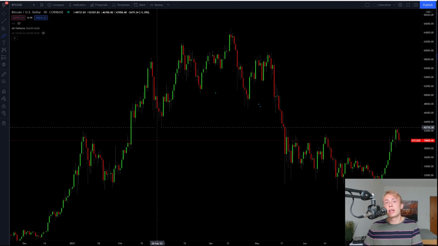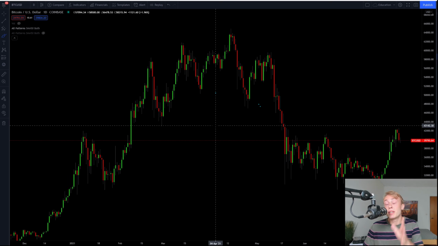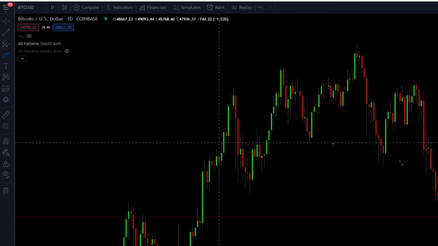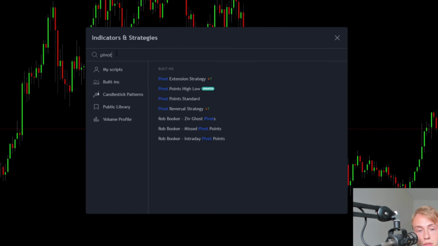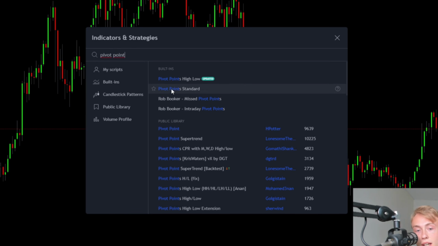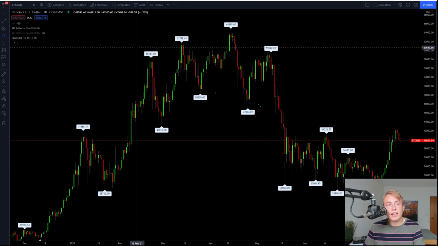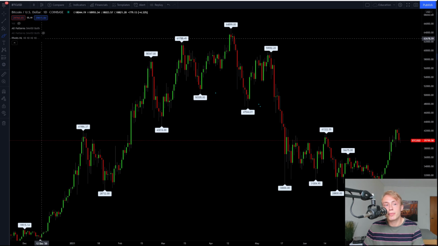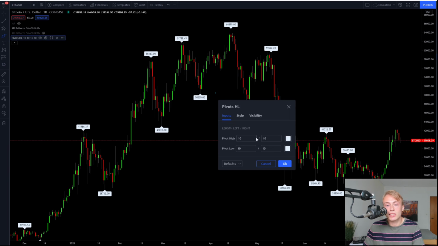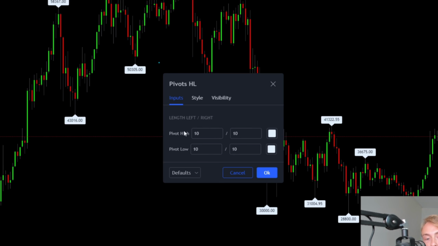So let's actually show here real quick how to open the pivot indicator in TradingView. To do that, you go up to indicators up here and you search, I think you can search pivot points, and then you have pivot points high-low updated. You click this one. And if we want to change it so that our pivot points only need to have one candle on either side, like we talked about in the beginning, then we go up here to where it says pivots HL, pivots high-low. We click settings here.